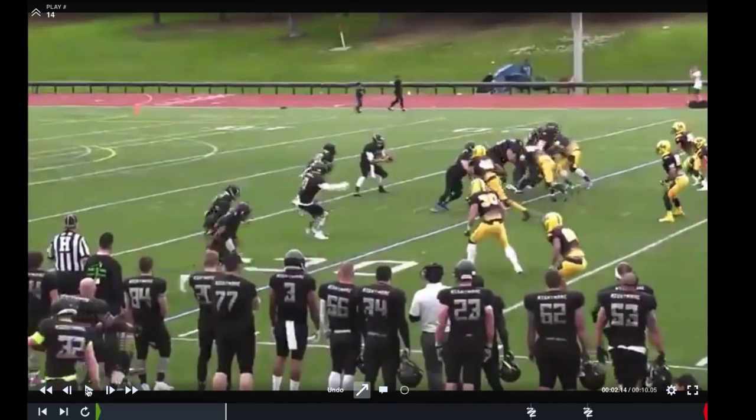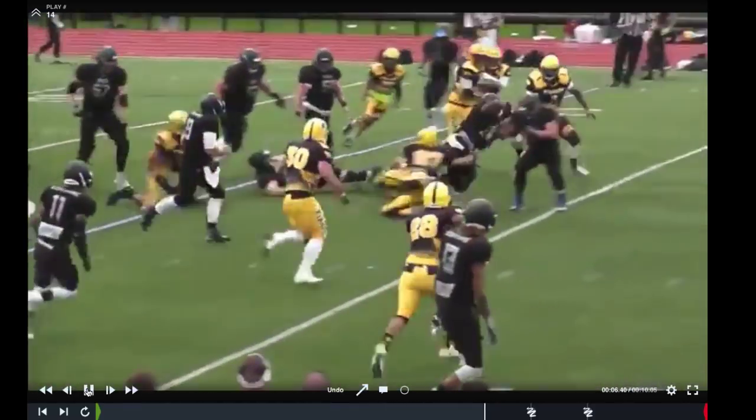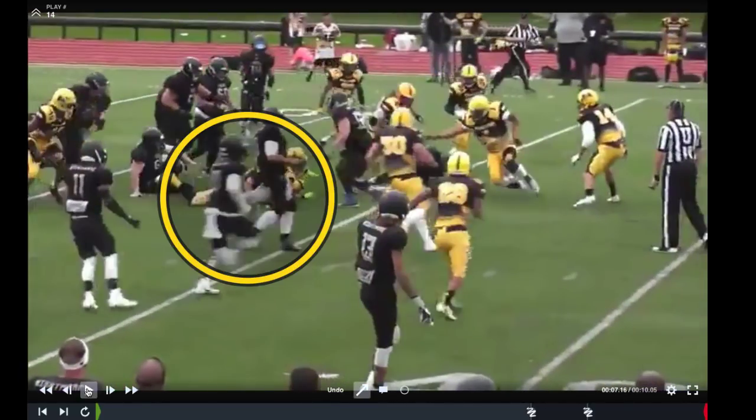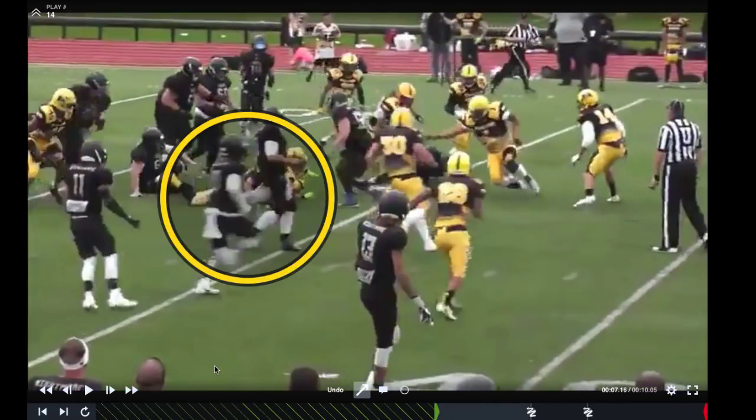Okay, play 10. Take a look at the receiver after this play here. This is where we need to expand our vision and not be locked in on the ball. Okay, runner's going down. Play's ending. He's coming down right there. He's in the middle on the ground. Look at this gentleman.